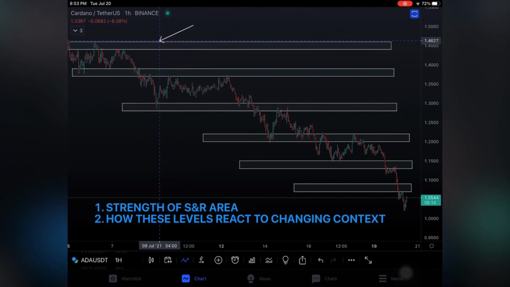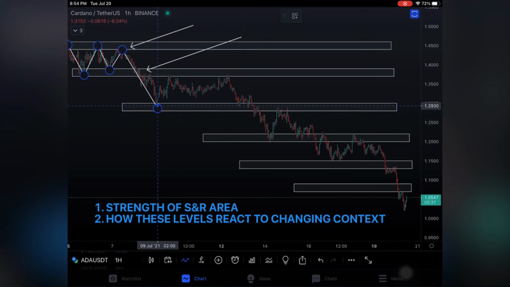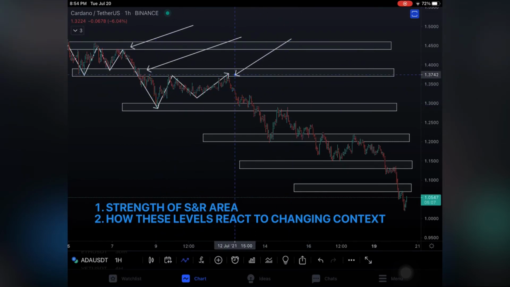So this is our current resistance area and this is our current support area. After being retested for 3 times, the price broke out from the support area, which has now become our current resistance. As you can see, after the price broke out from the support area, it bounced back to the previous support, which is now our resistance level.